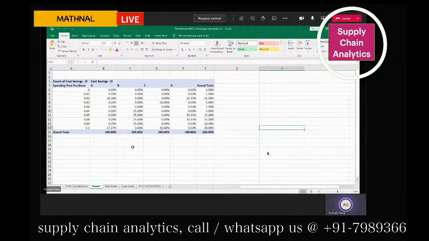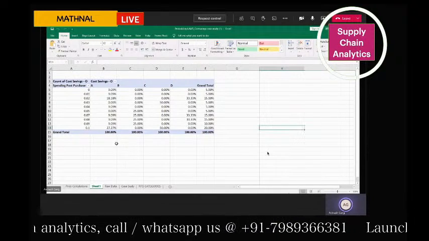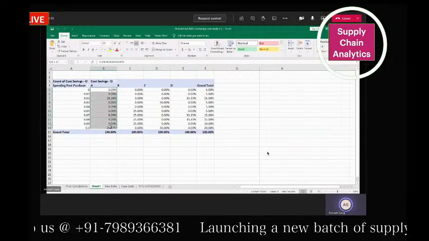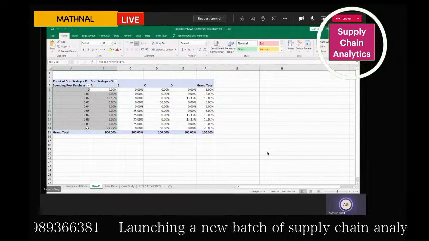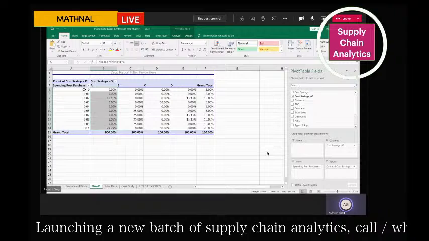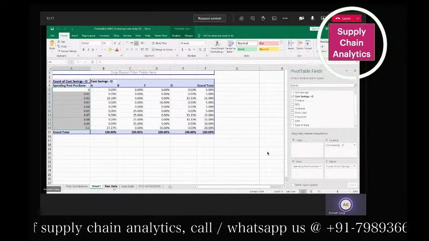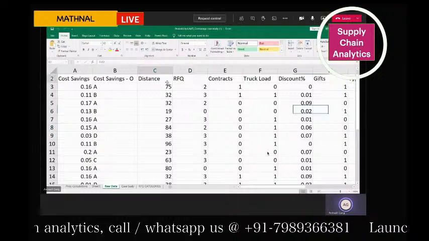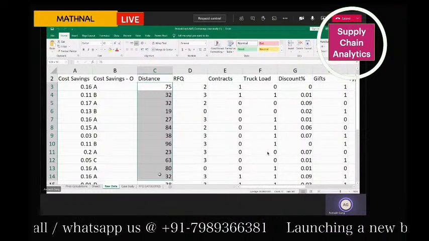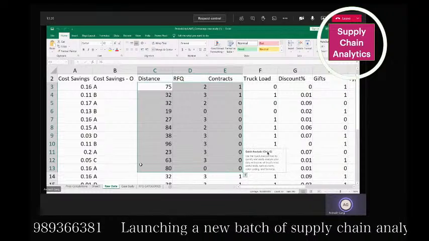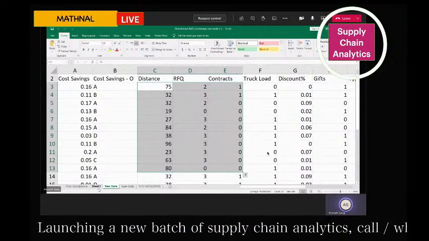My question was that here we are considering only one variable for cost savings. Suppose here I have taken the spending post purchase. But generally, multiple variables will affect the outcome. So, can we consider multiple variables also? Yes, we can consider multiple variables at one go.